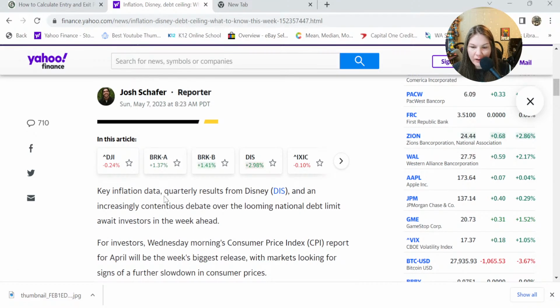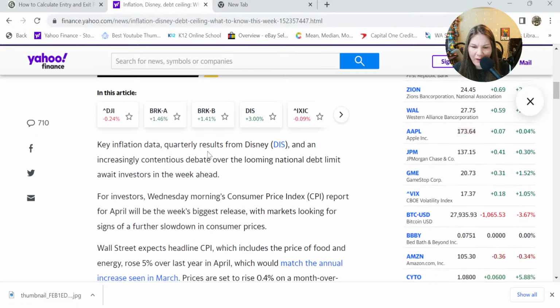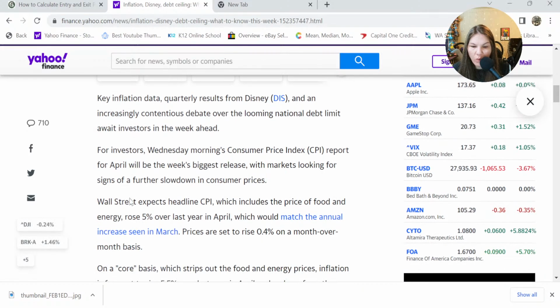Key inflation data, quarterly results from Disney, and an increasingly contentious debate over the looming national debt limit await investors in the week ahead. For investors, Wednesday morning's Consumer Price Index report for April will be the week's biggest release, with markets looking for signs of a further slowdown in consumer prices. Wall Street expects headline CPI, which includes the price of food and energy, rose 5% over last year in April, which would match the annual increase seen in March.